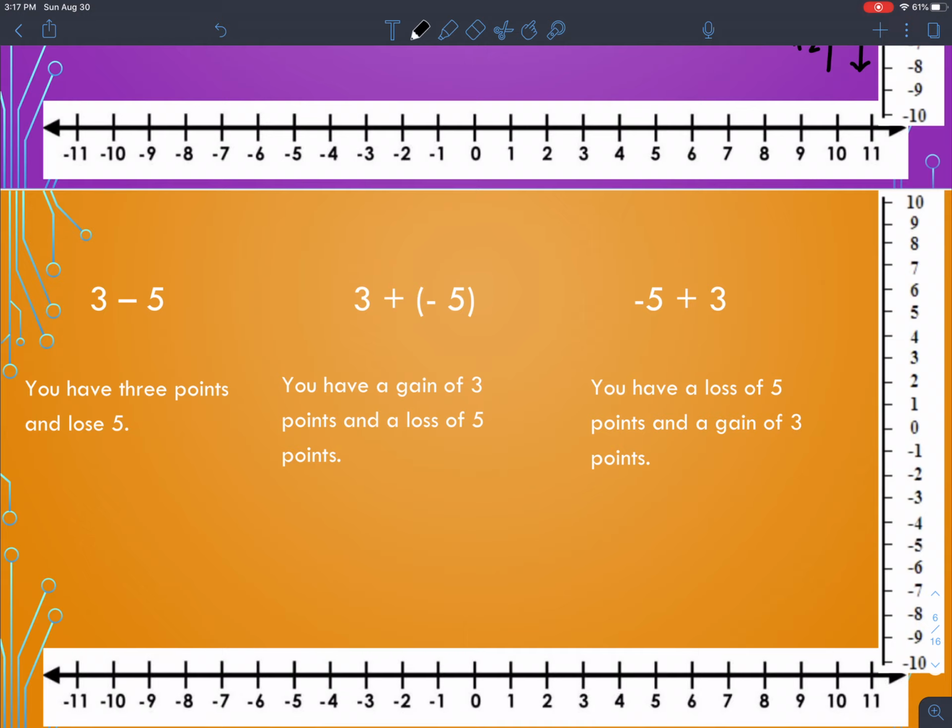So our last example is 3 minus 5. And this could be explained by having 3 points and losing 5. So you would go up 3, and then down 5. Remember, if you go down 3, that'll get you back at 0, and then you go down 2 more, that'll be 5 total that you went down, ends you up at -2.